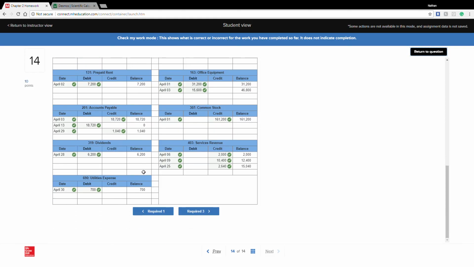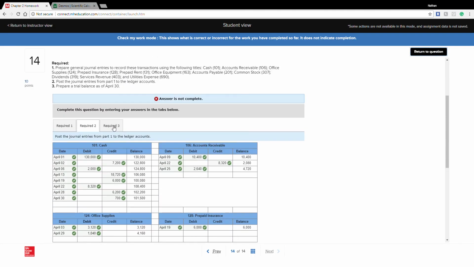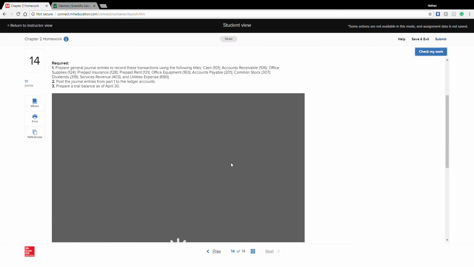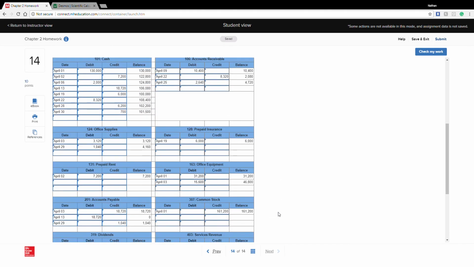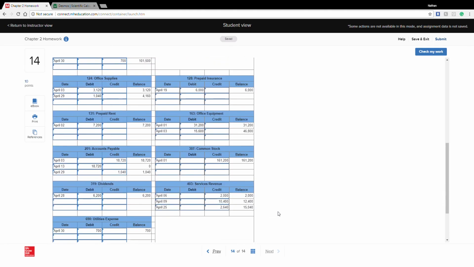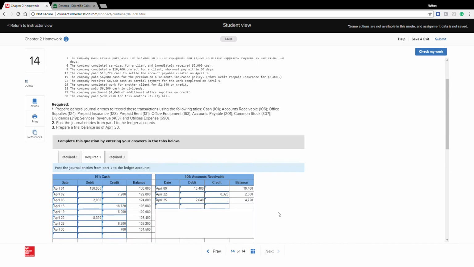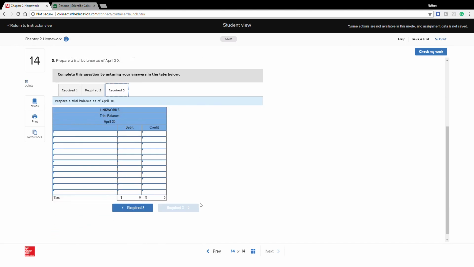Boom. Everything's good. We can move on. So we're going to move on to required 3, which is the trial balance. Now, if I end up keeping this 200 by accident, and I put in what I'm about to do with trial balance before I hit check my work, it will actually pop out unbalanced. So, I can actually show you if that happens.